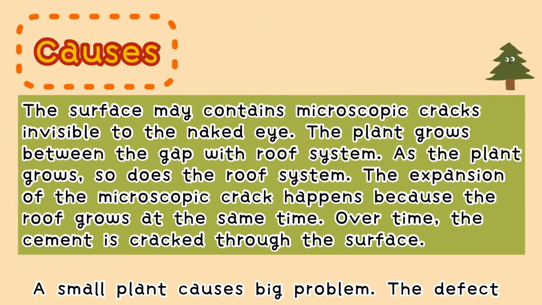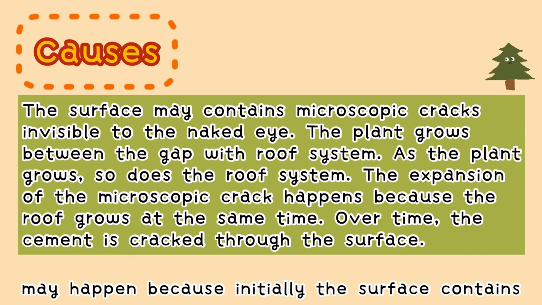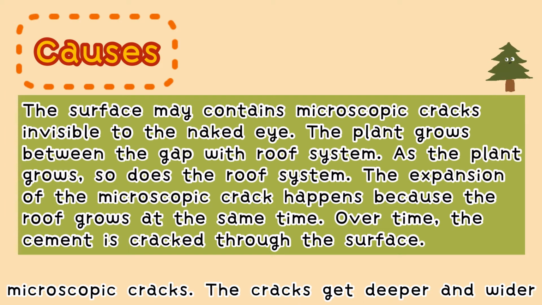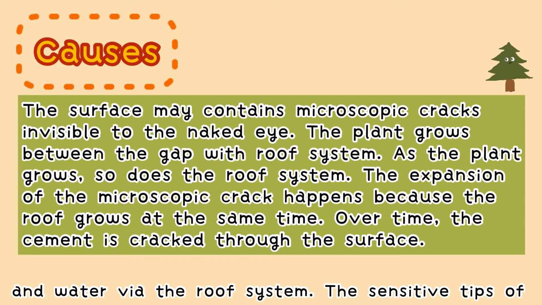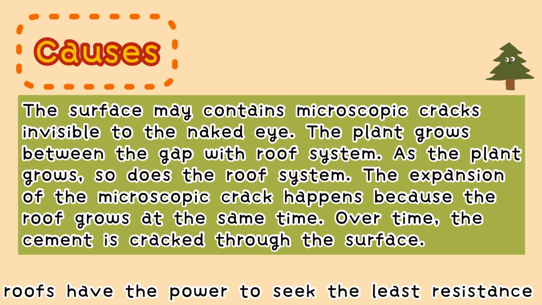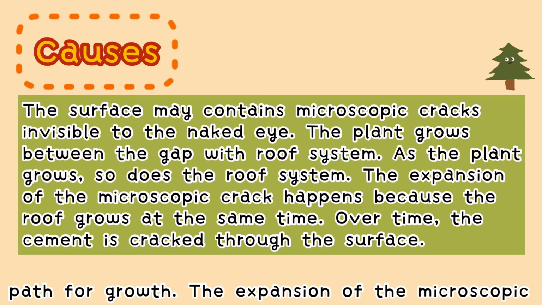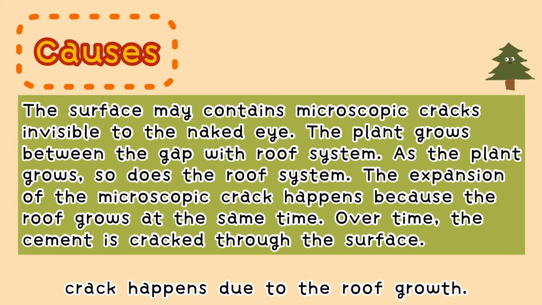A small plant causes big problems. The defect may happen because initially the surface may contain microscopic cracks. The cracks get deeper and wider as the plant grows. The plants obtain the nutrients and water via the root system. The sensitive tips of the roots have the power to sink into the least resistant part for growth. The expansion of the microscopic crack happens due to the root growth.